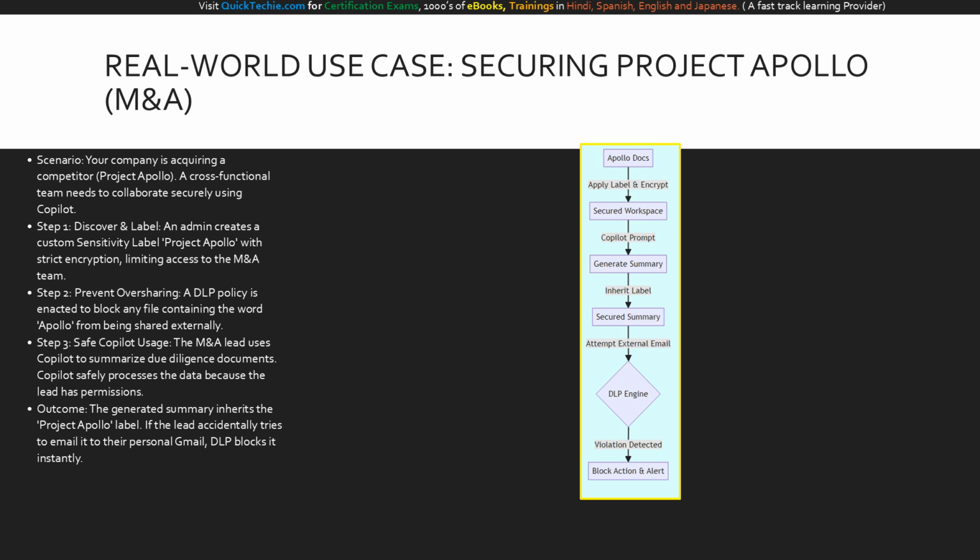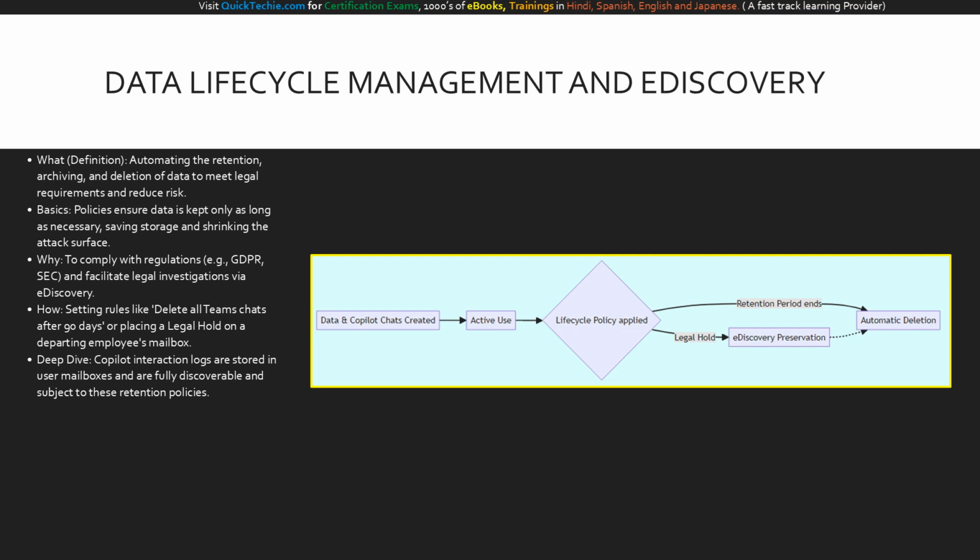Walking through the Apollo scenario, we start with our Apollo documents, which are labeled and encrypted in a secured workspace. The user asks Copilot to generate a summary. The output inherits the strict security label. Then, a risky action occurs: an attempt to email it externally. The DLP engine steps in, detects the violation based on the label, and immediately blocks the action while alerting the security team.